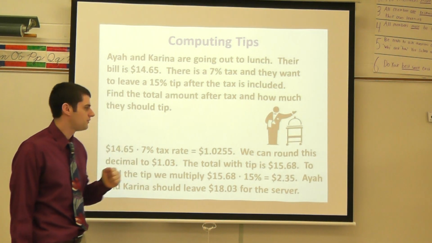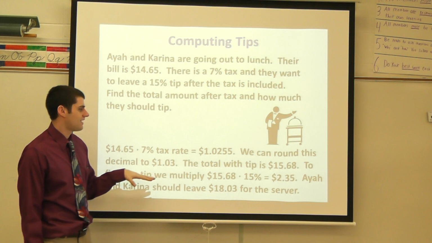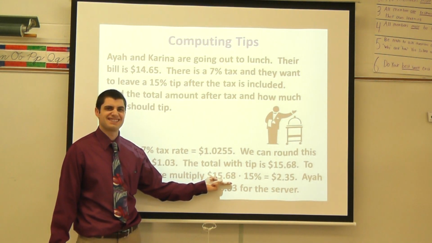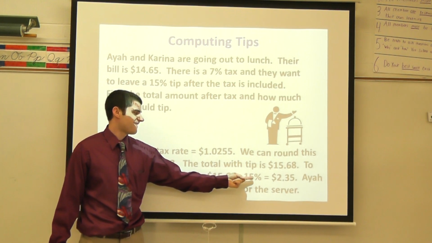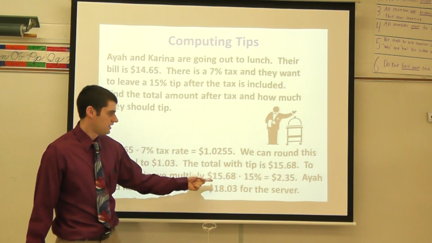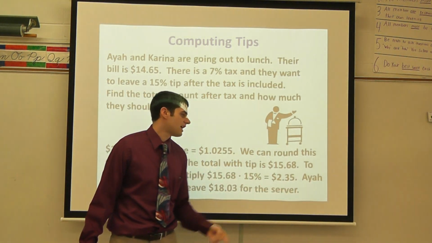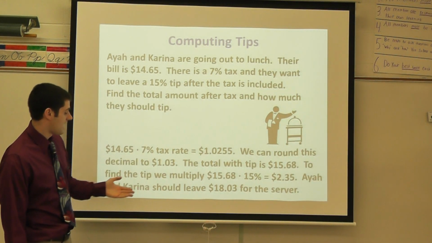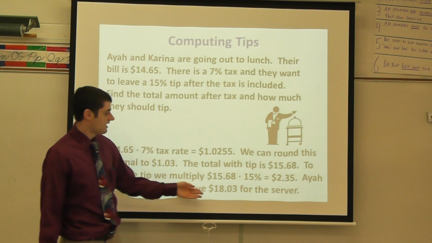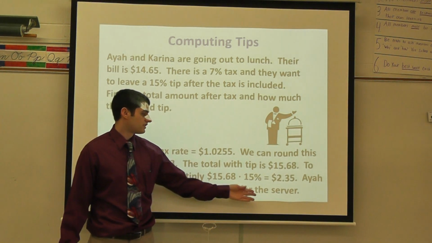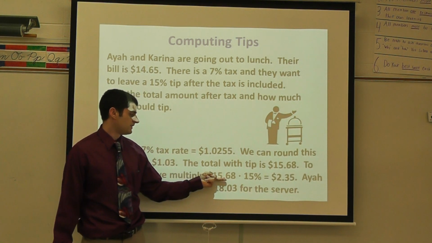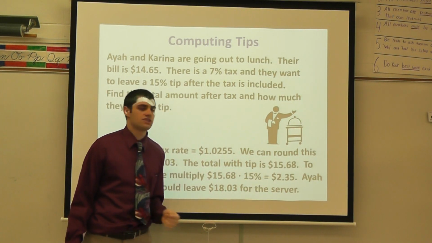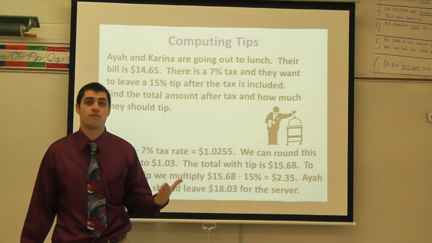Well, we decided 15%. So to find out how much we should leave as a tip, we're going to take that total of $15.68 and multiply it by 15%. That's going to give me $2.35 when I multiply those two out. So Ira and Karina should leave $18.03 for the server: $15.68 to cover the bill, and that $2.35 would be the tip for the server.